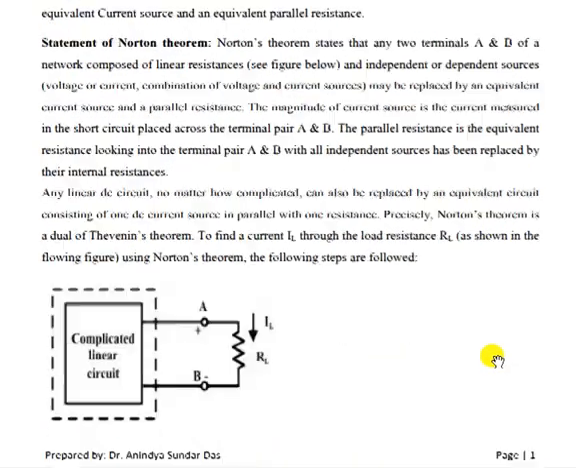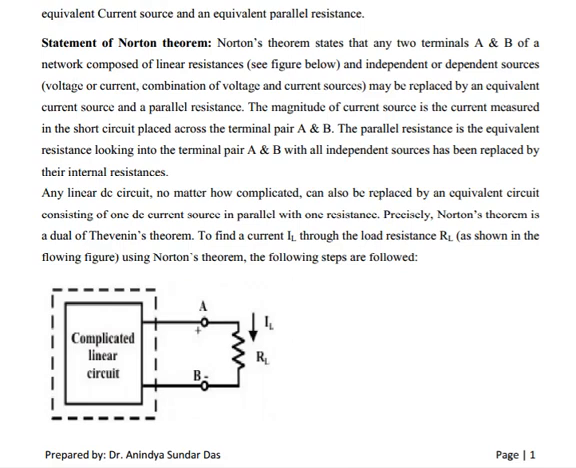The statement of Norton theorem is that any two terminals A and B of a network consisting of linear resistances and independent or dependent sources may be replaced by an equivalent current source and a parallel resistance. The magnitude of the current source is the current measured in the short circuit placed across the load resistance. The parallel resistance is the equivalent resistance looking into the terminal pair A and B with all independent sources replaced by their internal resistance, or deactivated.